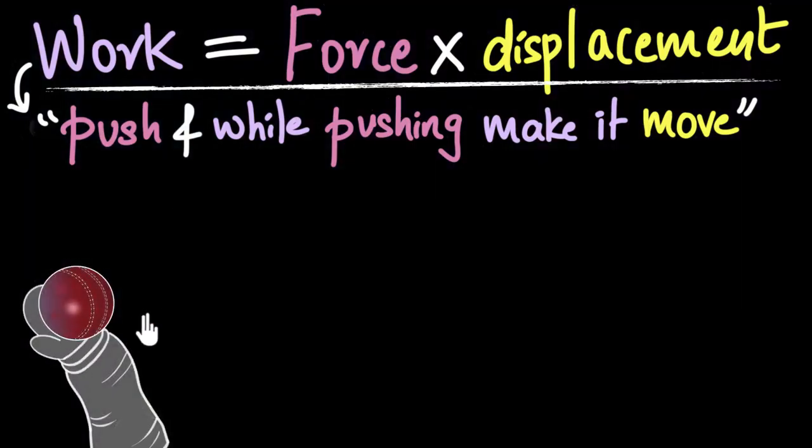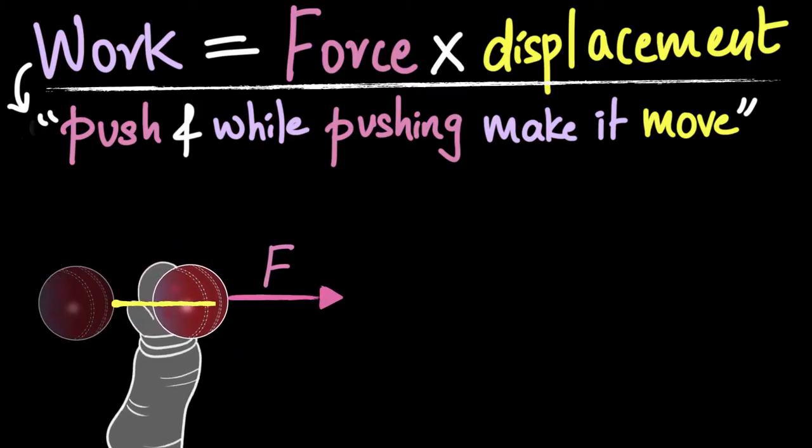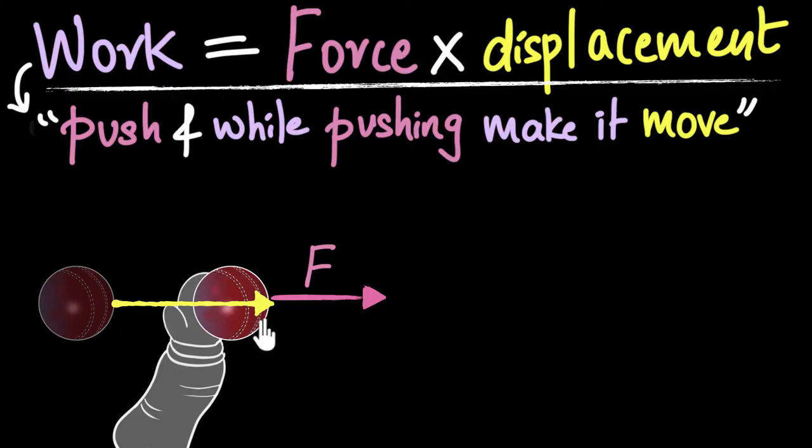When the astronaut throws the ball, he's clearly pushing on that ball, right? To make that throw. And while he's pushing on that ball, notice he is displacing that ball. He's making it move while pushing. And therefore, he put force and he did displacement, and therefore he did work on that ball.